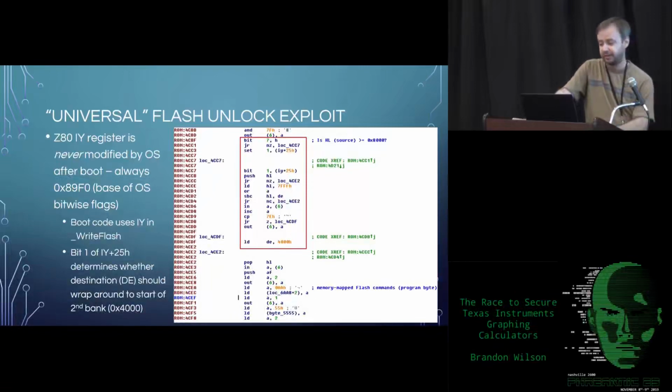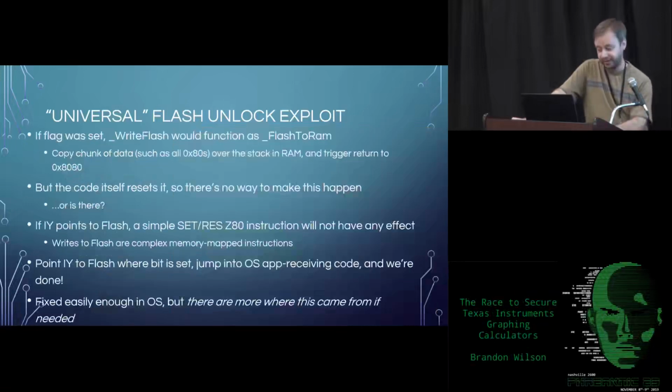So if we could set it, the code that wraps DE around from 8000 back to 4000 won't run. And then this routine will write data to an address above 8000, which is all RAM. So it effectively would turn this command into a RAM to RAM copy instead of flash to RAM, or RAM to flash. That's actually a good thing because we can use this to overwrite the data near SP, the stack pointer, to all the same values, such as 8080, like in that screenshot before. So when this routine hits a return instruction, it'll jump to 8080 instead, where we can take control, clean up the stack, and return with flash still unlocked. So how do we ensure bit 1 of IY plus 25 is set, even when this routine will start out by resetting it?